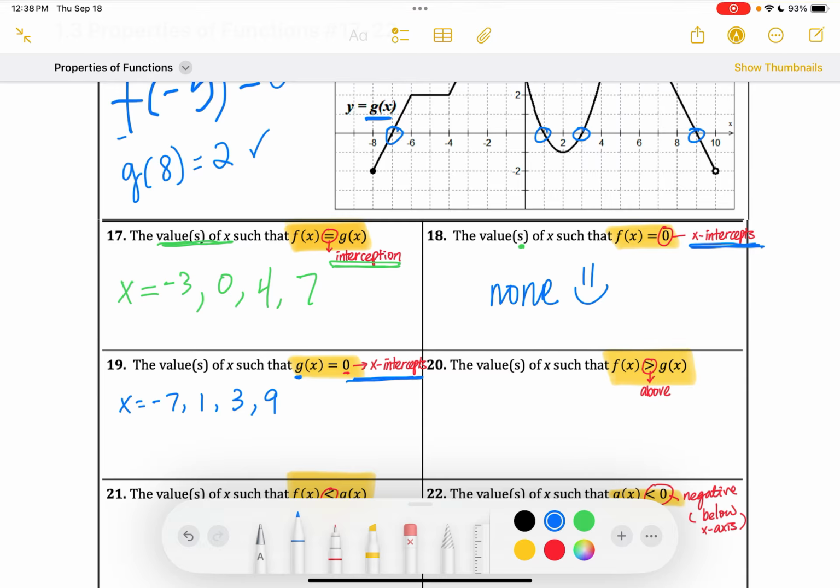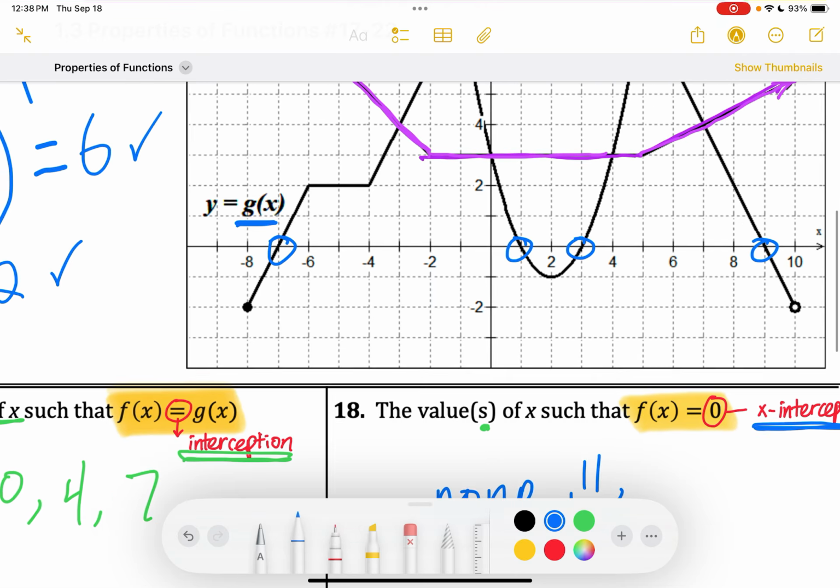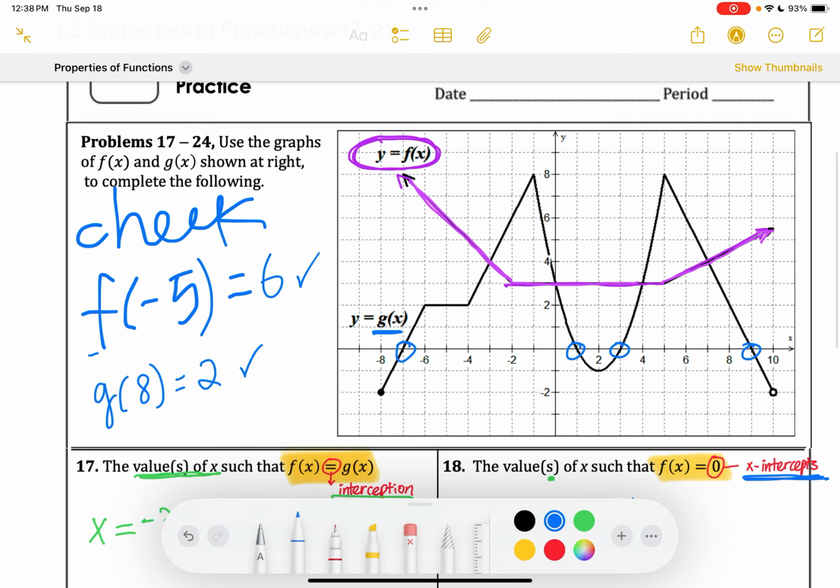20 asks about the x value such that function f of x is greater than g of x. In class, we mentioned that greater than means my y value as an outcome is bigger than the g function, okay? But from the picture, what does that mean? I have two graphs, so when you see greater than, that means above. In our case, we want to look at the purple line, aka the f function. We want to see where the f function is above the g function.